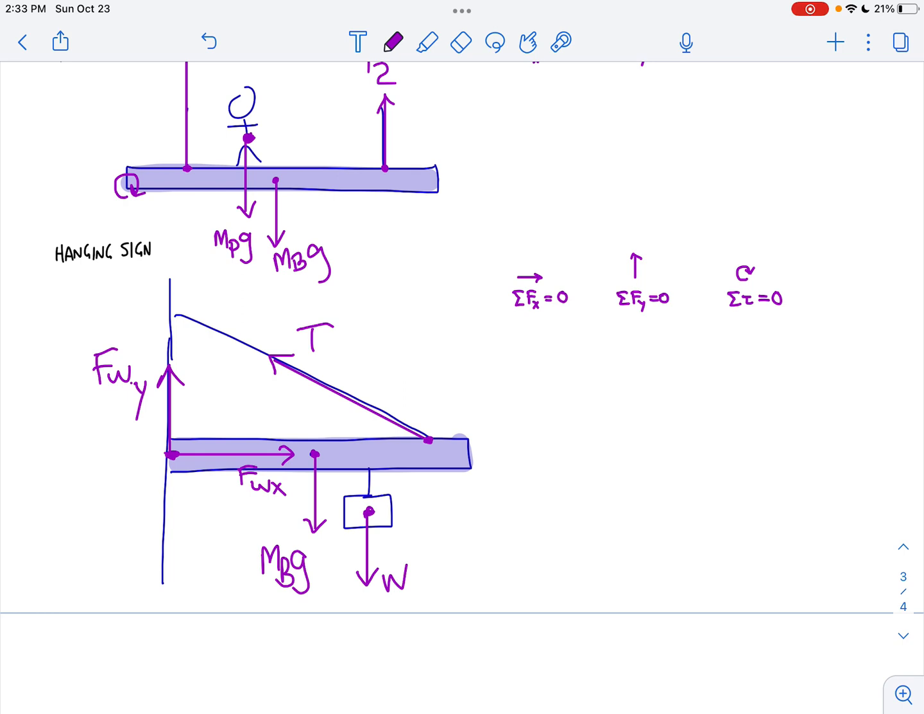Once again, for the hanging sign, usually the easiest way to do this one is to use the axis of rotation at the point of contact between the beam and the wall. But you might want to do something different depending on what you are given and what it's asking for in the problem. All right, and that's the end of this lecture.